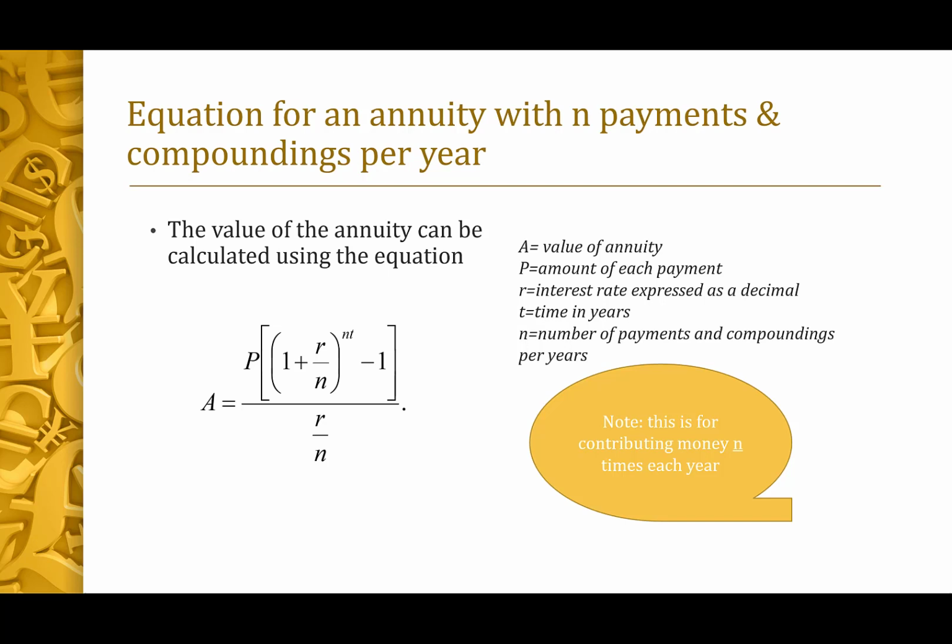So I want you to pay attention to the fact that this is contributing n times a year. So the first one was one time a year, this is multiple times a year. When you go to put this in the calculator, you may find it helpful to put parentheses around the R over n, and I, of course, will show you the calculator.